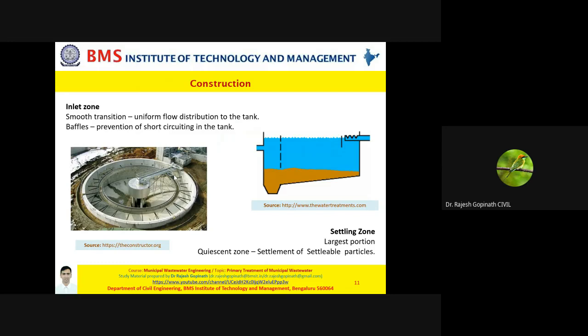For instance, baffles. In certain constructions they can have baffles in the inlet zone, wherein the wastewater, when it enters the tank and hits the baffles, eventually has its velocity reduced, and also there is inertial impaction, wherein suspended solids and settleable solids, after striking these baffles, eventually fall vertically downwards.